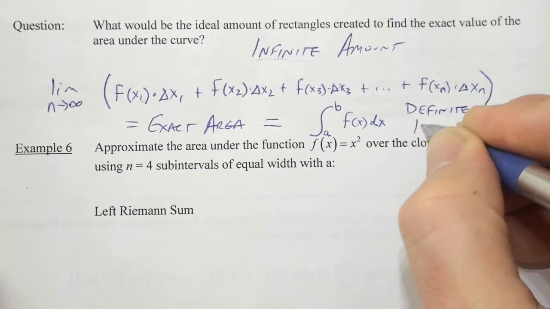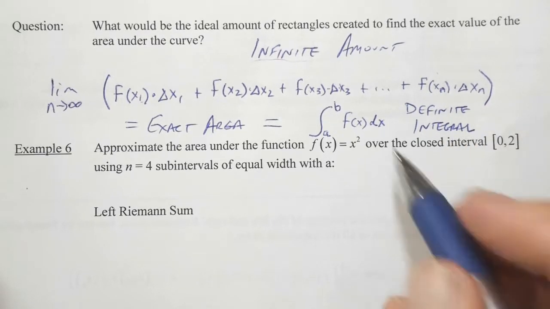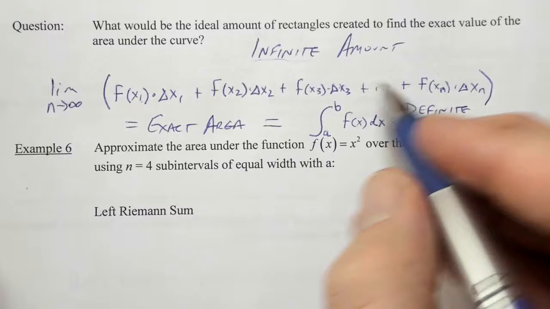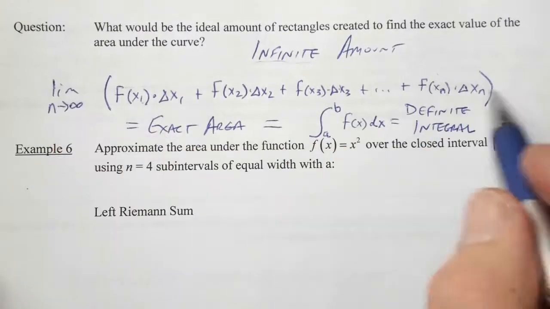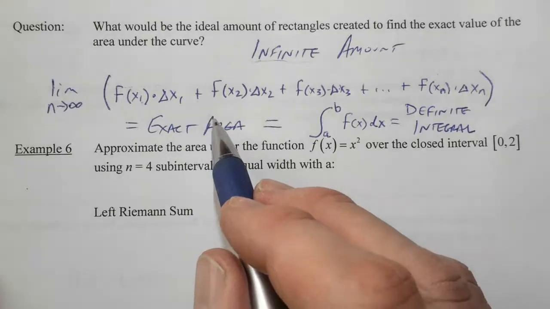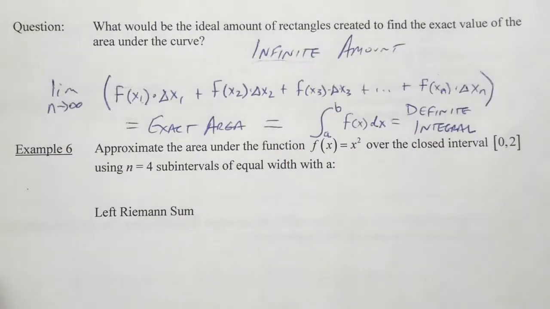And for now, you just worry about its name. We'll talk about it more shortly. But this is the definite integral, and it is equal to a Riemann sum with an infinite number of rectangles, which is the exact area under the curve. This is where we're heading, but before we can head there, let's do some practice with Riemann sums, as you'll see with examples 6 and 7.